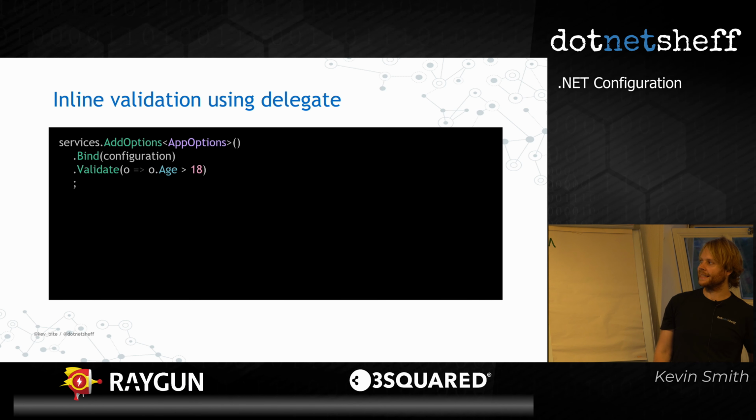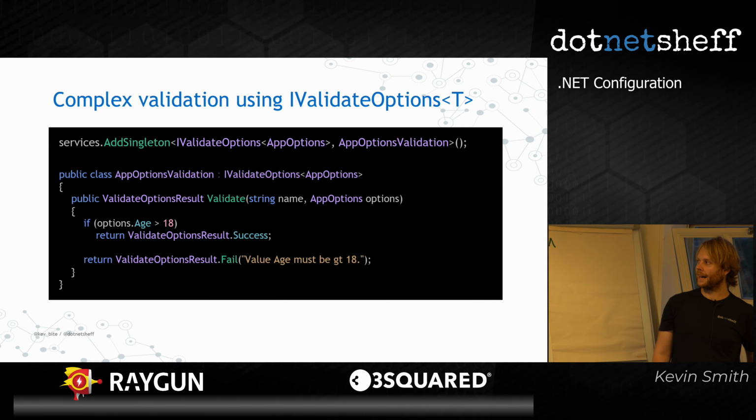You can also pass in a delegate, so you can say validate and say the age has to be greater than 18. And you can also register a singleton of IValidateOptions, and then you can pass an implementation of it. It'll wire this up for you automatically. So it calls our validate method, and if the options age is greater than 18, it's successful. Else it can reply back with an error message as well.